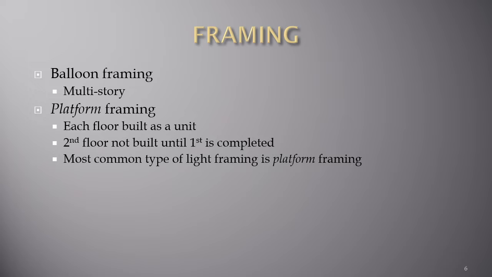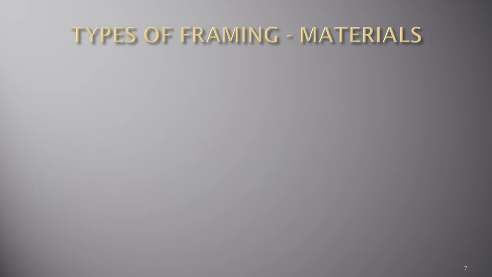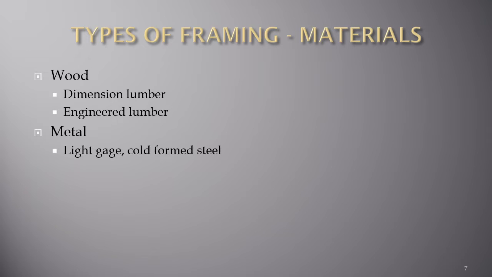Today, the most common type of light framing is platform framing, and the members are made up of wood, which is used because it is less expensive. Sometimes those framing members might be metal because they can add to fire resistance. So in summary, the types of materials we will use for framing will be wood, either dimension lumber or engineered lumber, or metal in the form of light gauge cold formed steel or hot rolled structural sections.